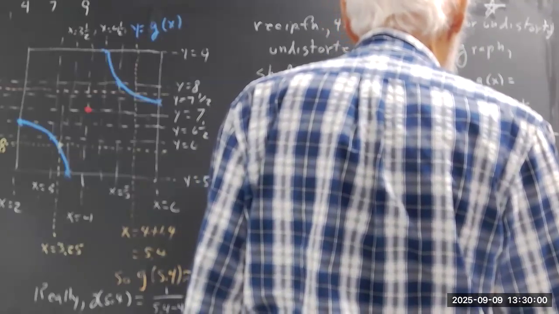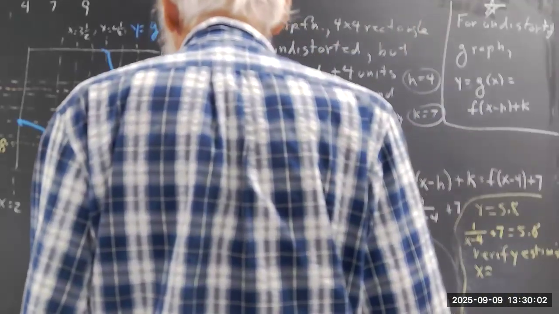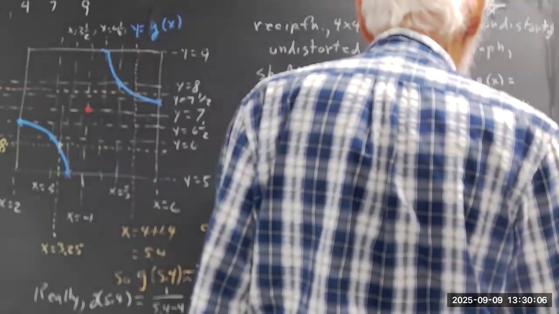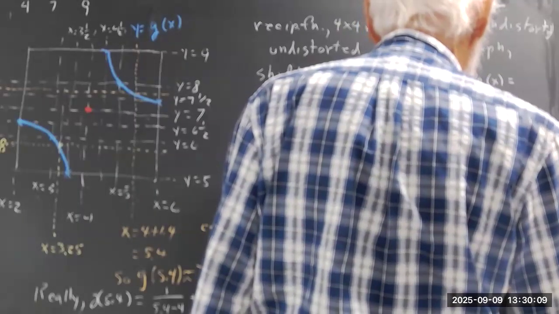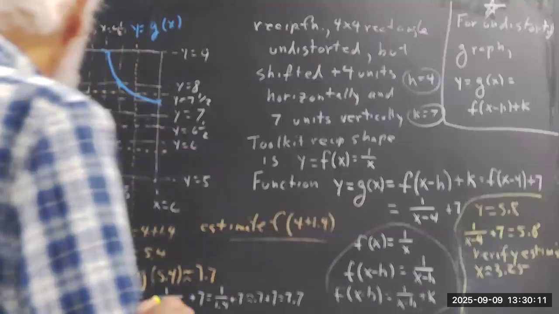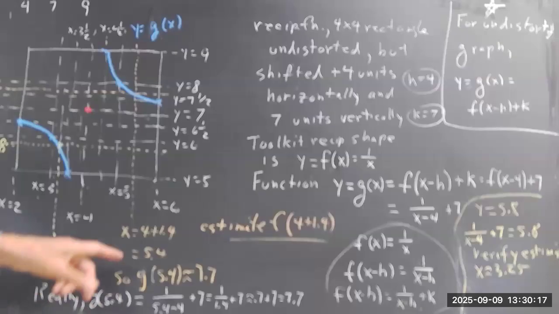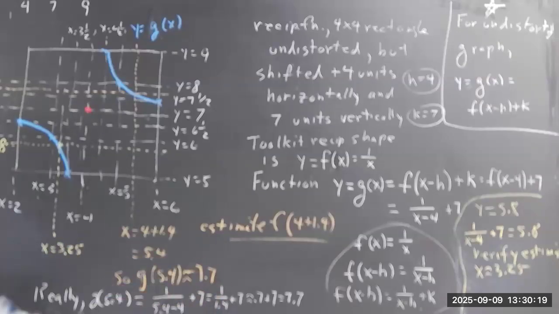x approximately equals, what did I say it was? 3.25. This is on a pretty steep part of the graph, so I'm not expecting to nail it as well as I accidentally nailed this one.